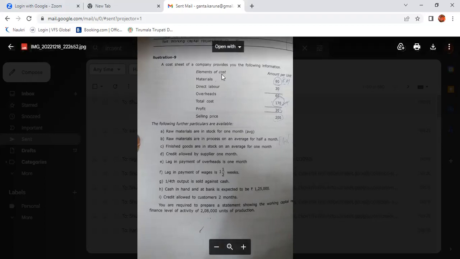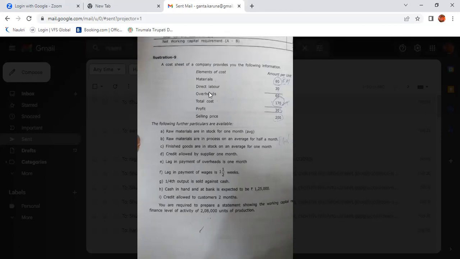This is the element of cost he has given: material cost, direct labor cost, and overheads cost, which are very important for us. So total cost together is equal to 170. Material cost 80, direct labor 30, overhead 60. So total cost is 170. He gave raw material, work in progress, finished goods stock. Now here, all the things he is giving are in months and in weeks.